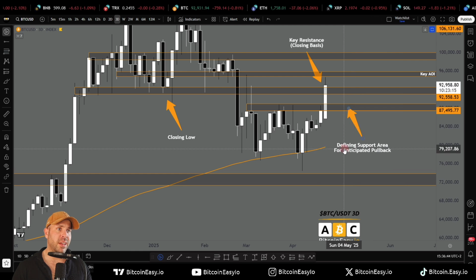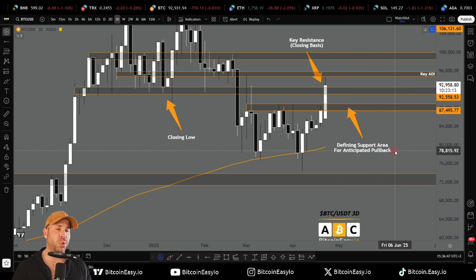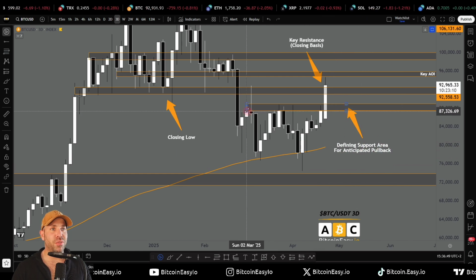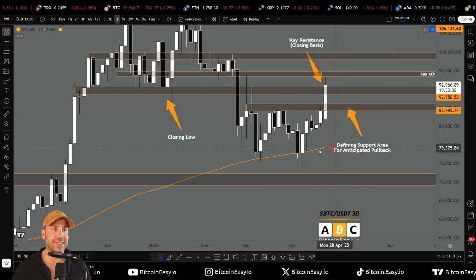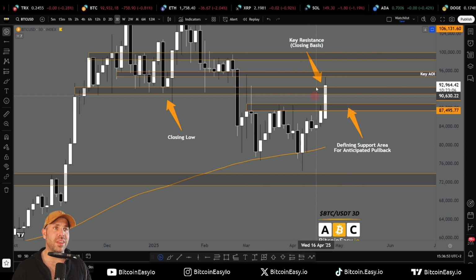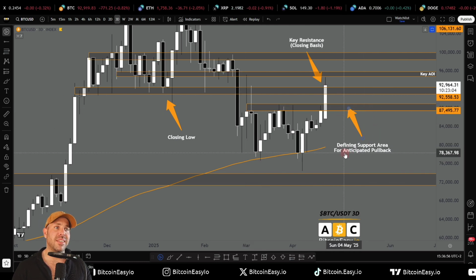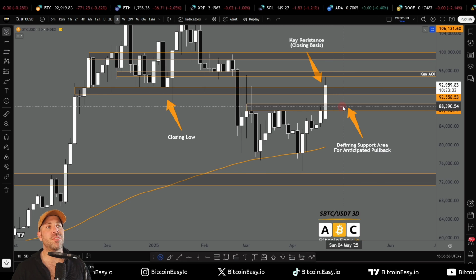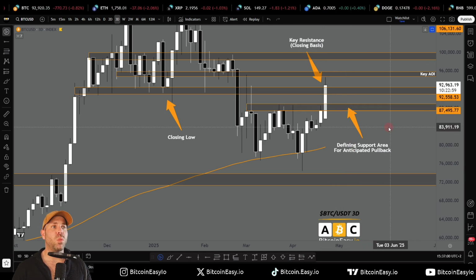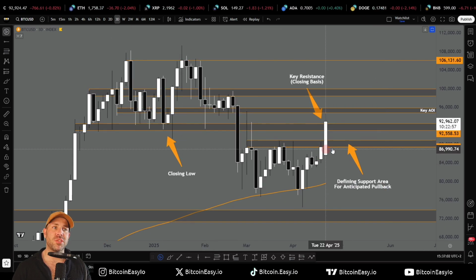I marked it here, defining support area for anticipated pullback. And this is the area, of course, that has been extremely strong resistance, therefore likely support if we get back down there. And it's the defining support area, because if we don't manage to get a bounce here, then we will not be able to confirm this bullish structure now, right?